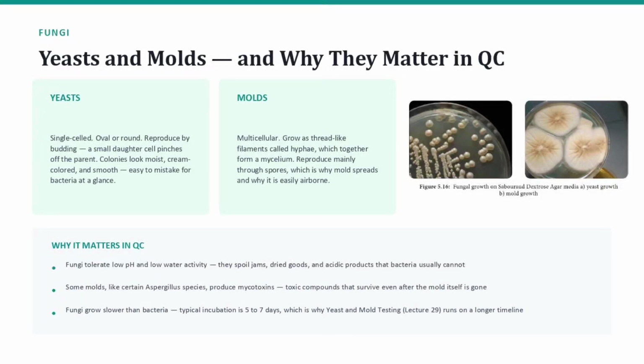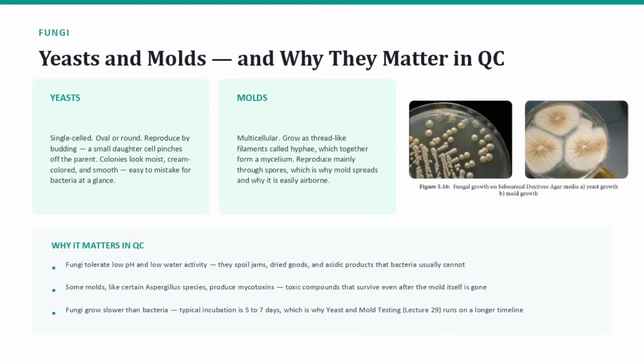Molds are multicellular. They grow as thread-like filaments called hyphae, and together those filaments form what is called a mycelium. Molds reproduce mainly through spores, which is exactly why mold spreads the way it does and why it is so easily airborne. Now, why does any of this matter in QC?